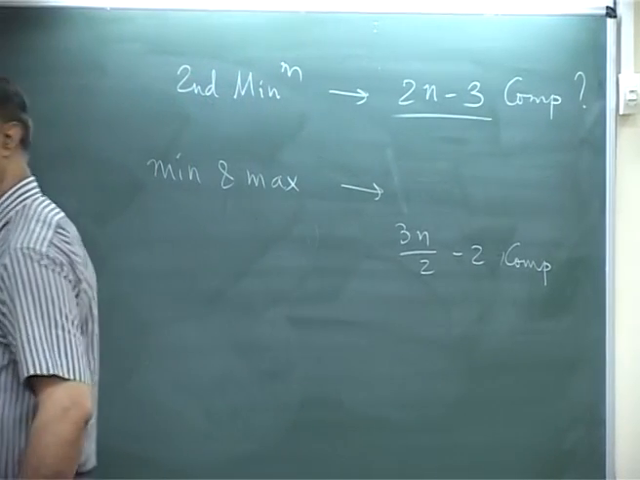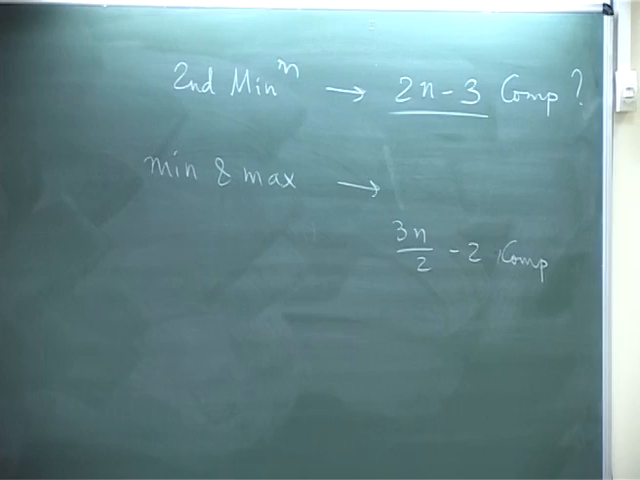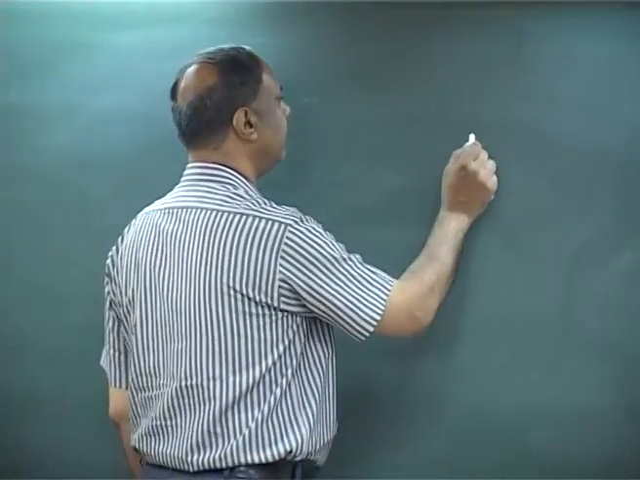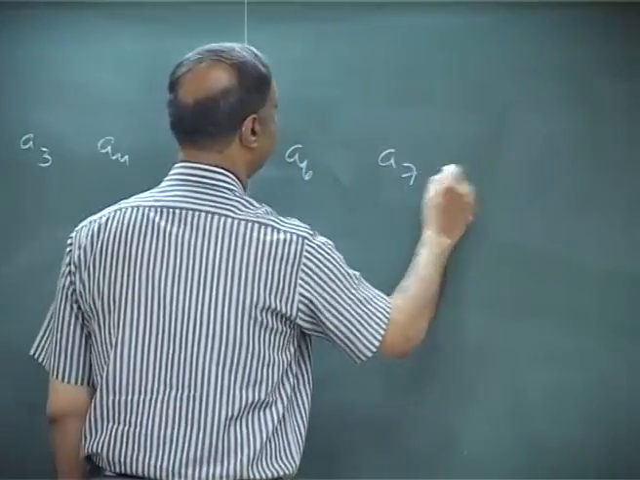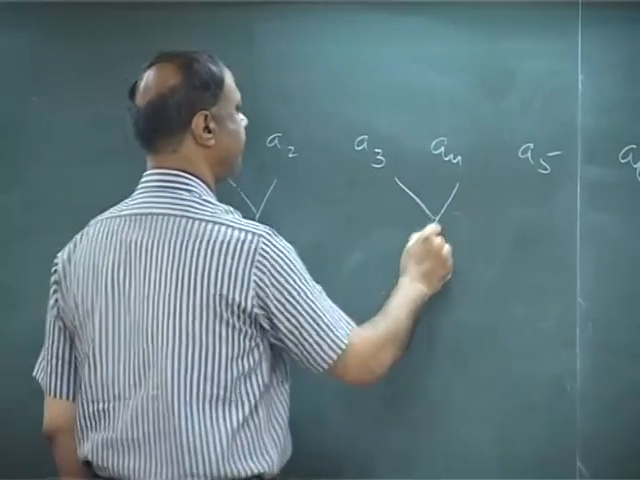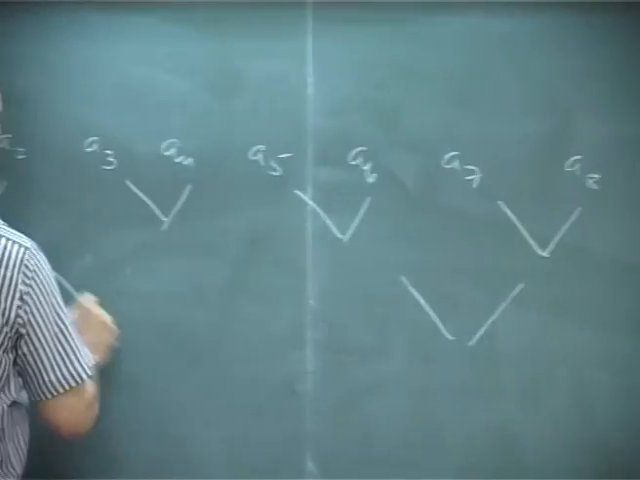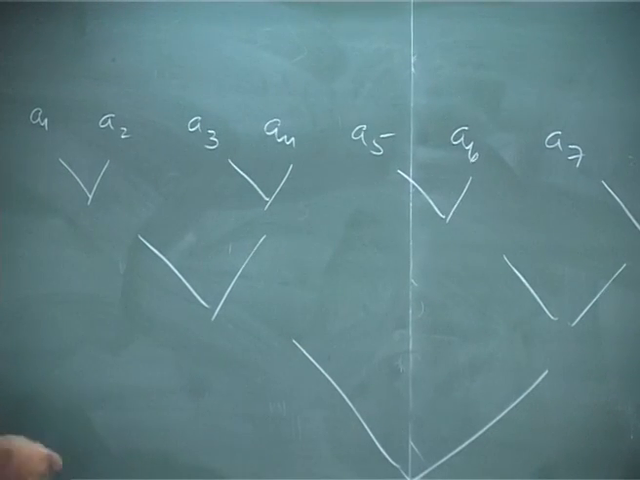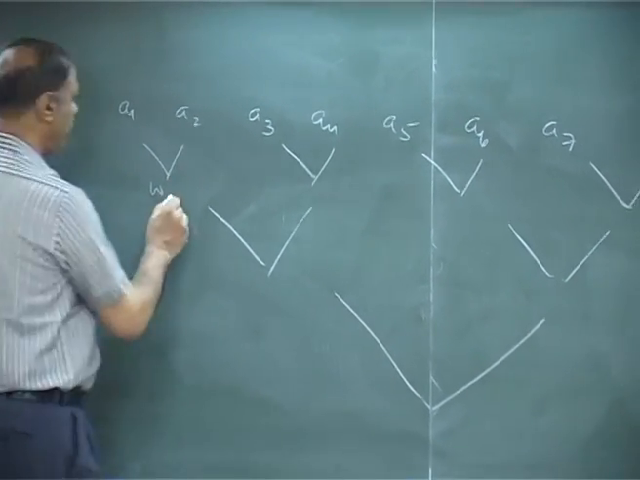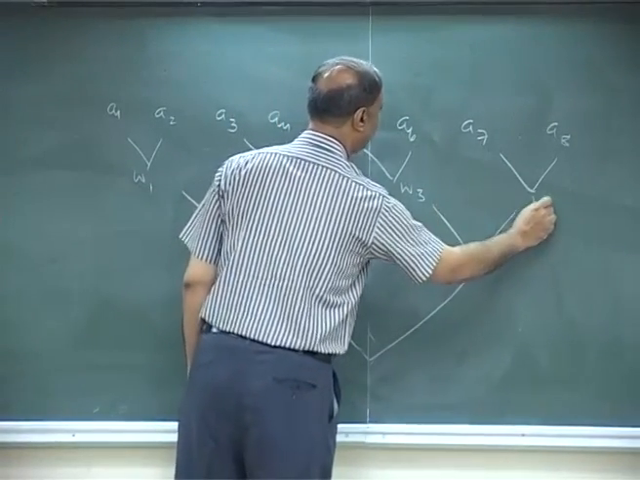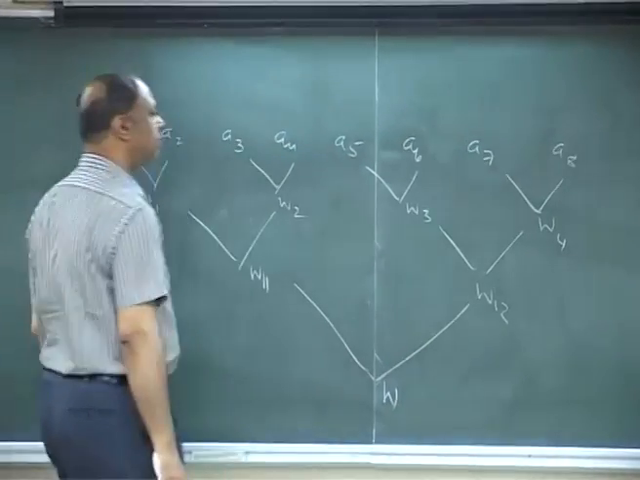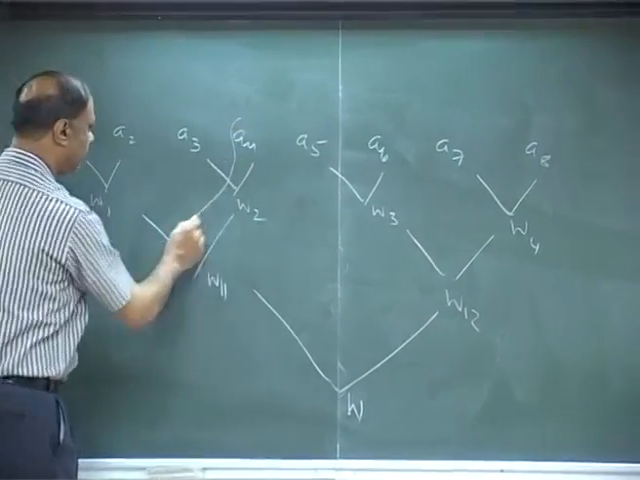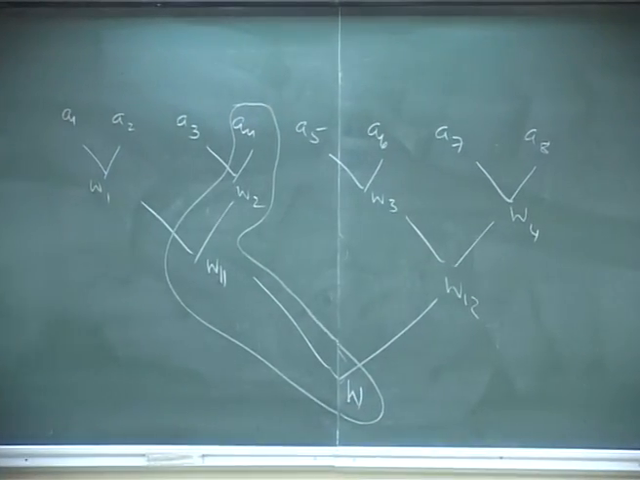Now what about the other one? If I look into this problem with the tournament method, you get A1, A2, A3, A4, A5, A6, A7 and A8. And you have the winner 1, winner 2, winner 3, winner 4. Then you have the winner of these two, winner of these two, and then the W is replaced by minimum. Now suppose that this is your minimum element.